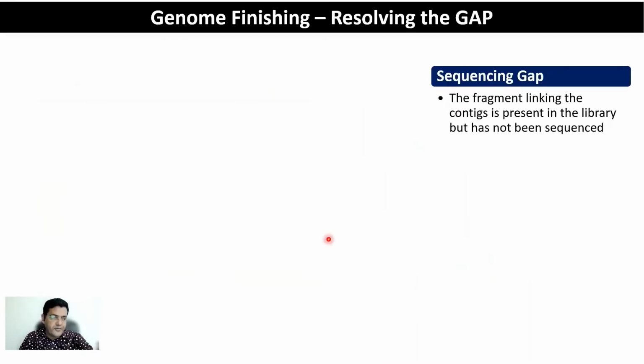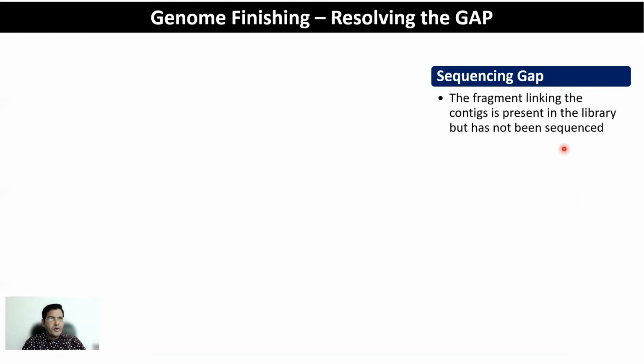So we talk about the last step in a genome sequencing project, that is known as genome finishing. Here, we're trying to resolve the gaps that have been noticed after the alignment of the reads that we obtained. First of all, we would like to resolve the sequencing gaps. A sequencing gap essentially means that your library was complete. However, because you are picking up fragments at random for sequencing, some of these fragments are not picked up and therefore they appear as gaps in between the contigs.